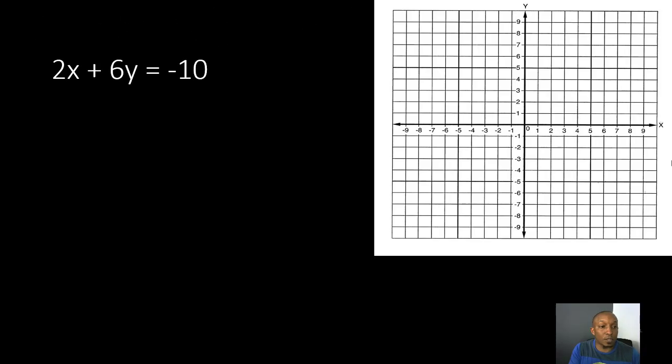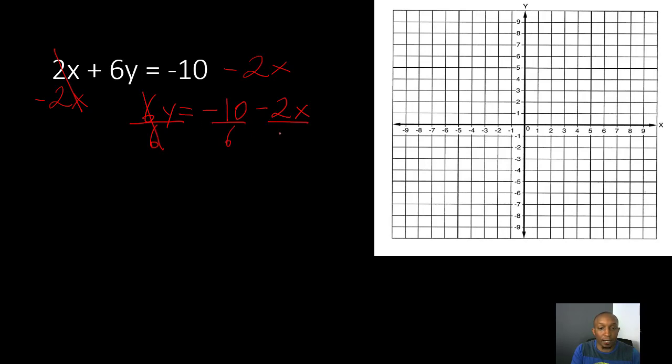Welcome back, everyone. So if we're putting it in y = mx plus b form, once again, we're going to get that y by itself. So we need to subtract this 2x on both sides. And it cancels out over here. Let's clean up some. So we now have 6y = -10 minus 2x. And then we divide by 6 here, divide 6 here, and divide 6 here.